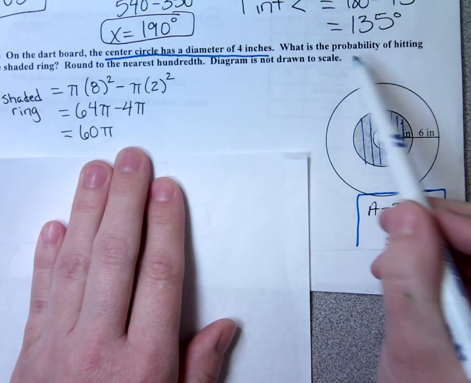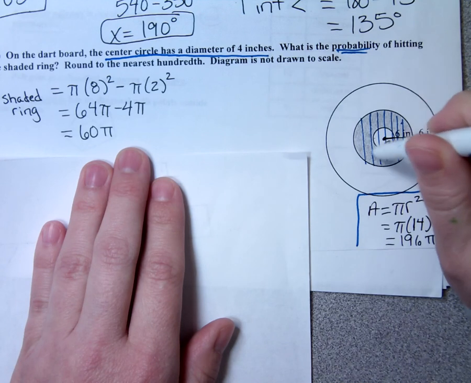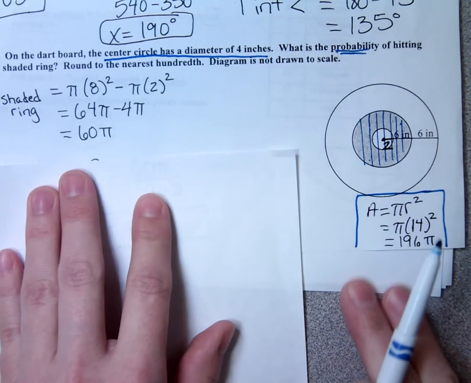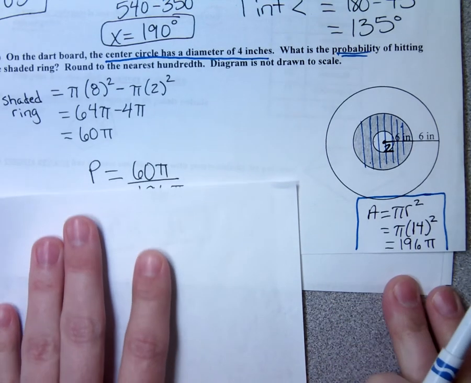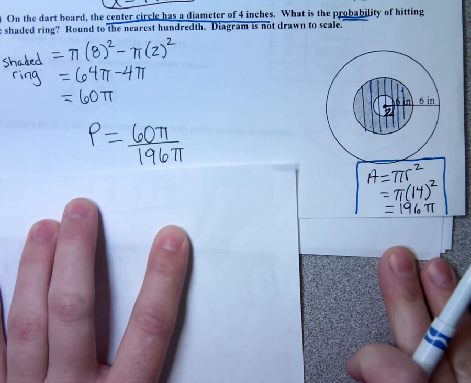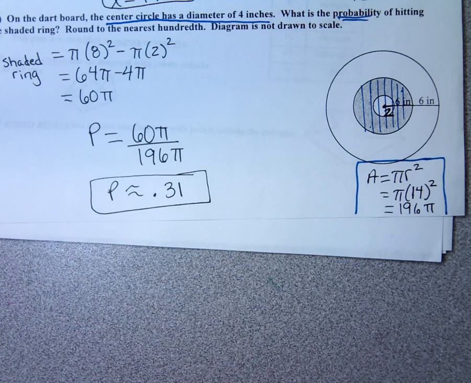Okay, so if I want to know the probability of hitting the shaded ring, I have to take the area of this shaded piece out of the area of the whole circle, because my dart could land here or here or here. So I take the area of my shaded piece that I just found, 60 pi, and I divide by the area of the whole circle, which is this 196 pi. And when I do that, I get a probability of about 0.31. I have about a 30% chance of hitting that shaded section.